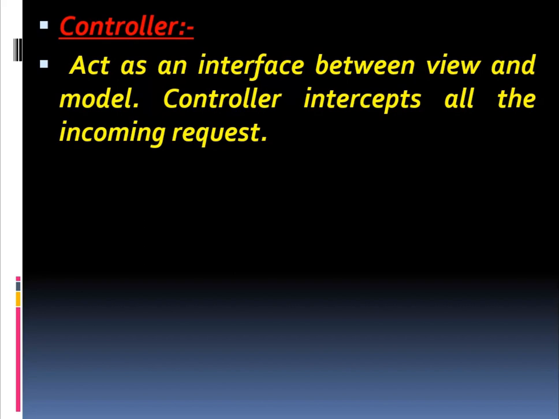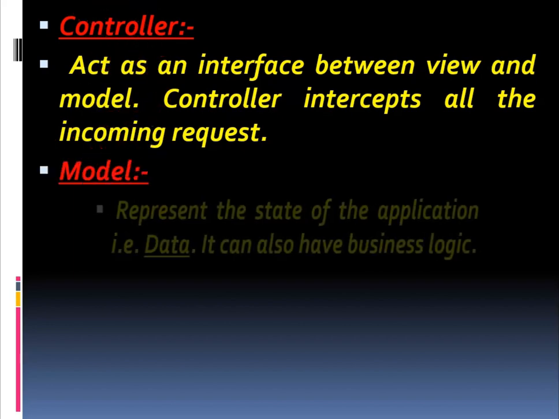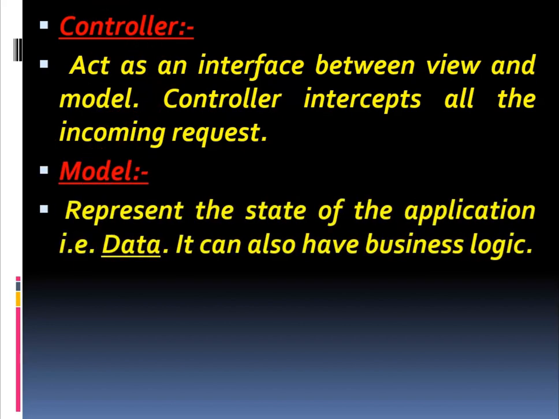Controller intercepts all the incoming requests. That means whatever requests come from the user, they first hit the controller layer. Okay, and then the model. What is model? Model represents the state of the application. What is the state of the application? That is data. We can also call model as data. It can also have business logic.